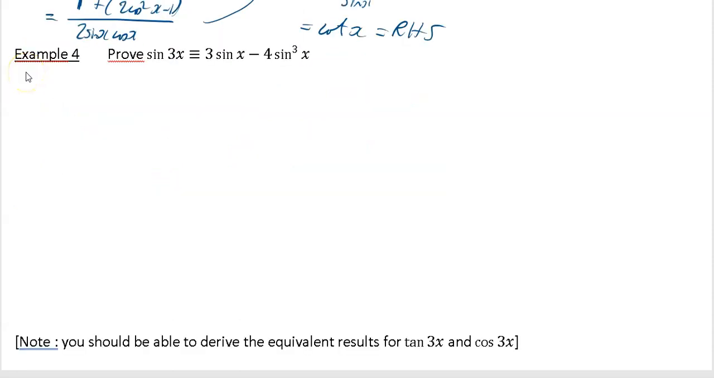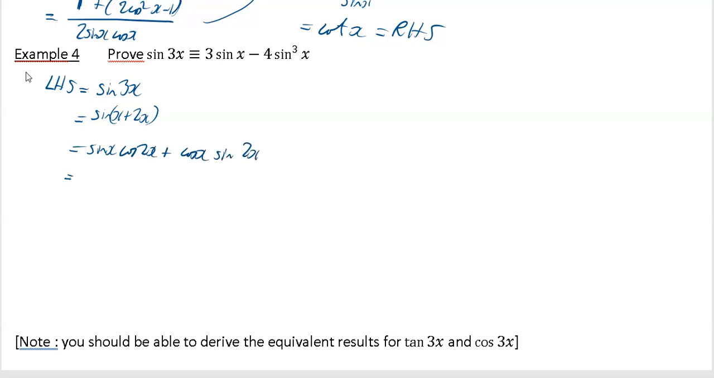Okay, in this example, we've got to prove that sine 3x is identically equal to 3 sine x minus 4 sine cubed x. And in this one, I'm going to look at my left-hand side, which is unusual. It goes against everything I've been saying. In the previous ones I've been working with the side where there's more going on. It doesn't look like there's a lot going on on my left-hand side, it's just sine 3x. But we could write sine 3x as sine of brackets x plus 2x, which is then equal to sine x cos 2x plus cos x sine 2x.